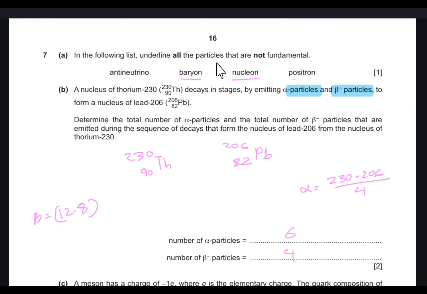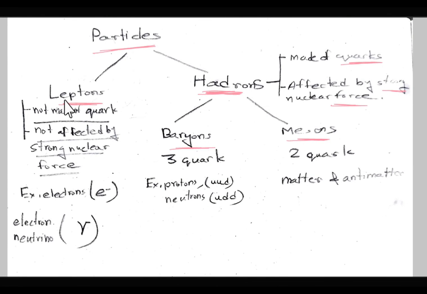Following list, underline all the particles that are not fundamental. Before discussing this, let's revise some nuclear physics topics. Particles are divided into leptons and hadrons. Leptons are not made of quarks, while hadrons are made up of quarks. So hadrons are affected by the strong nuclear force, while leptons are not made up of quarks, and therefore are not affected by the strong nuclear force.